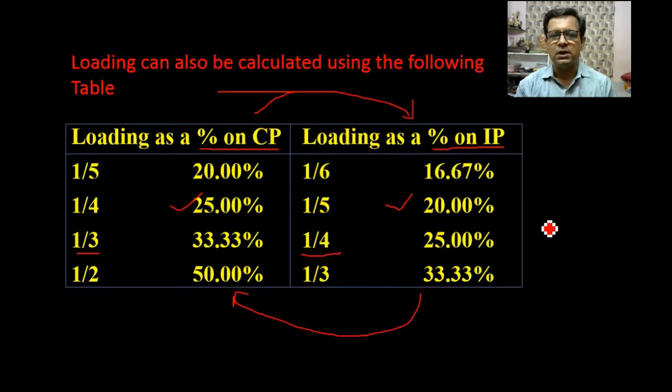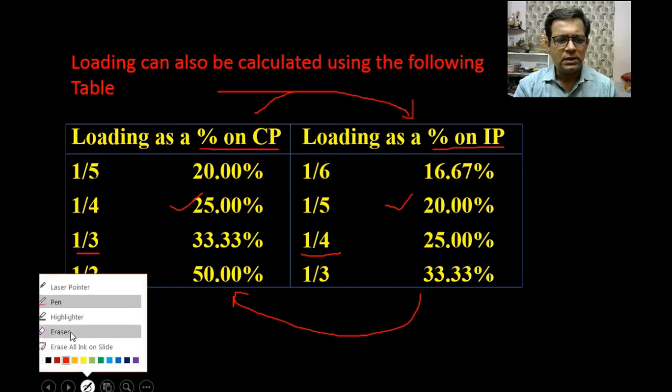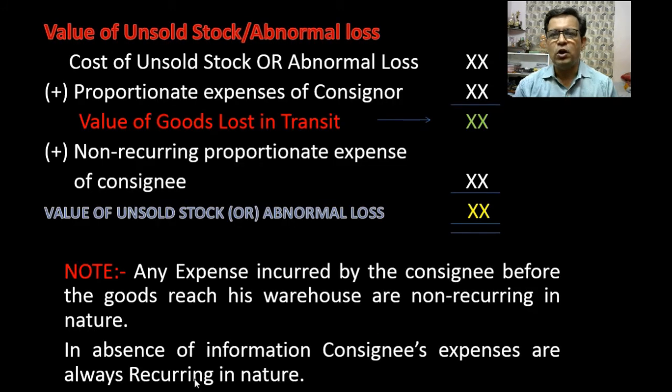Okay, now let's proceed. So with this, we are through with our loading part, and now let's go back to our basics, and let's have a look at the last part of theory in this chapter, which is valuation of unsold stock and abnormal loss. Normally people take them as two separate terms. Yes, absolutely correct. Unsold stock and abnormal loss are not the same. They are completely different. However, the method to calculate them is the same.